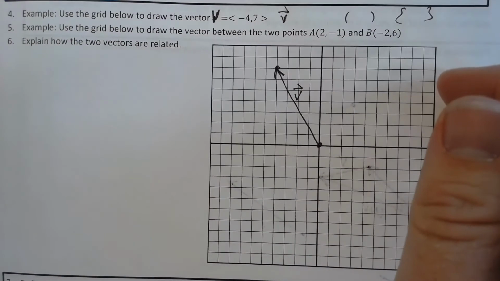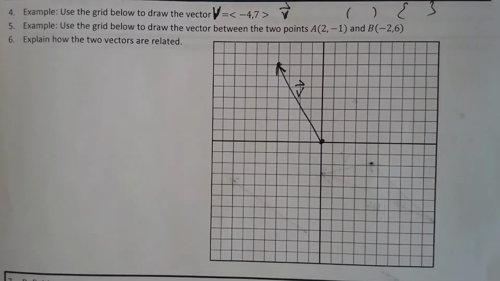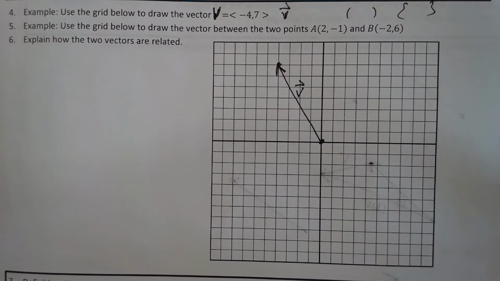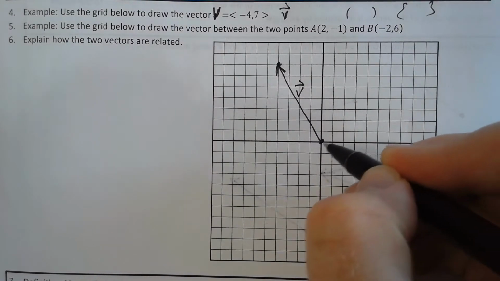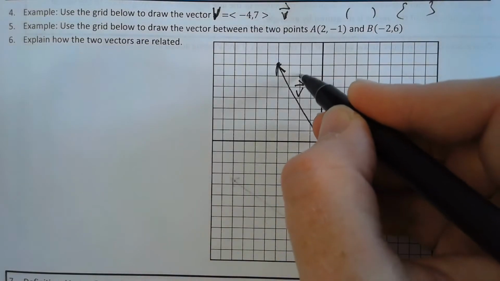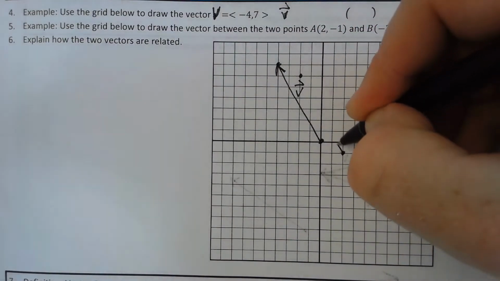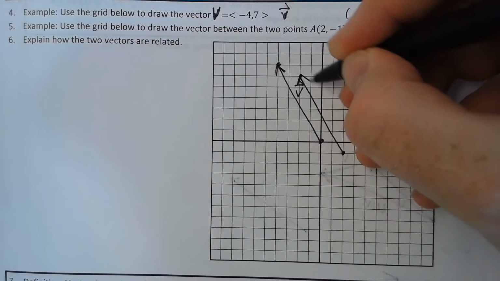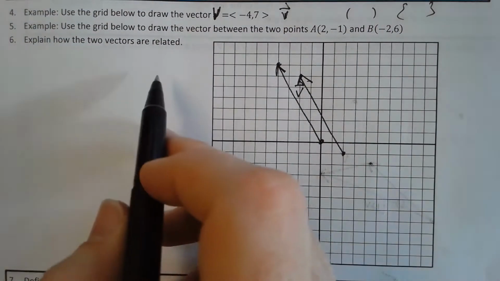So let's go ahead and look at this next example where it says use the grid below to draw the vector between 2 points. So let's go ahead and draw these 2 points in here first. So I'm going to go 2, -1, so right about there. And I'm going to go -2, +6. 1, 2, 3, 4, 5, 6. And then I'm going to connect those 2 points. So when I connect those 2 points there, you'll see that vector.